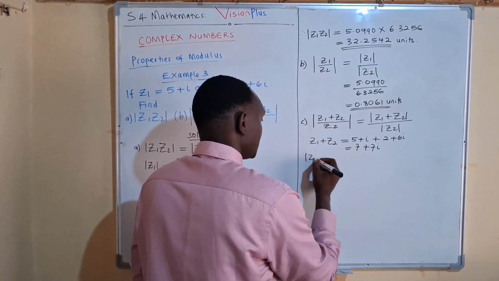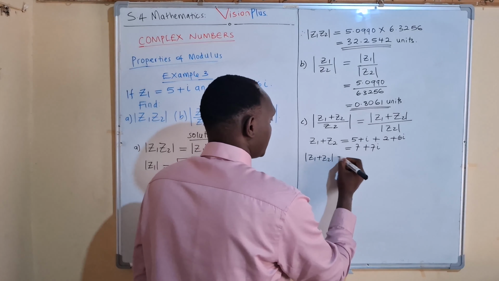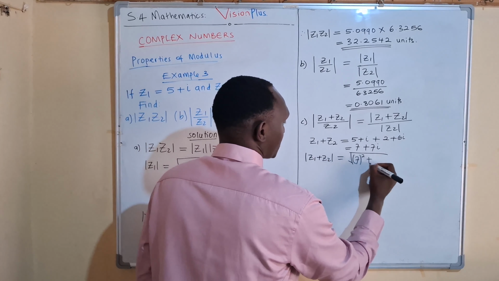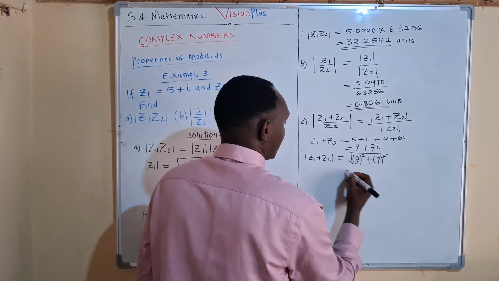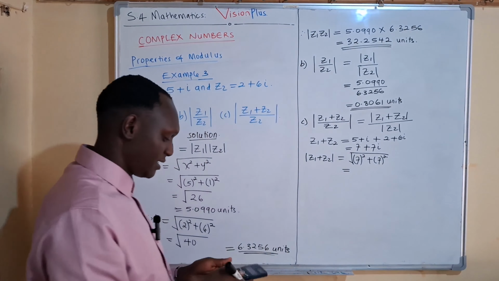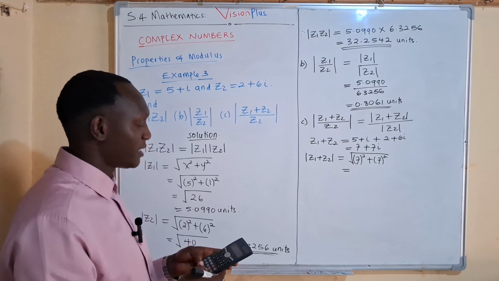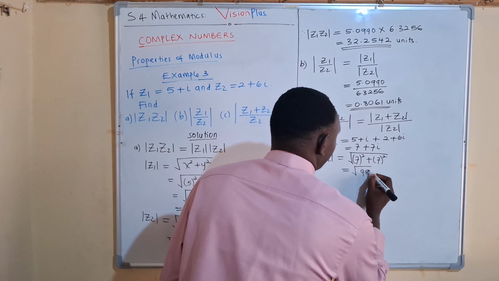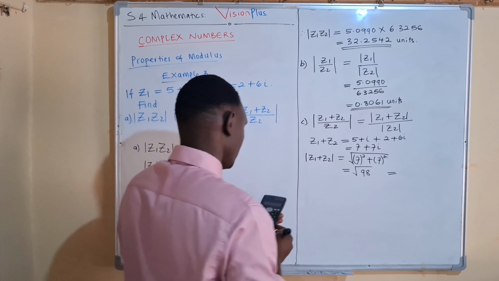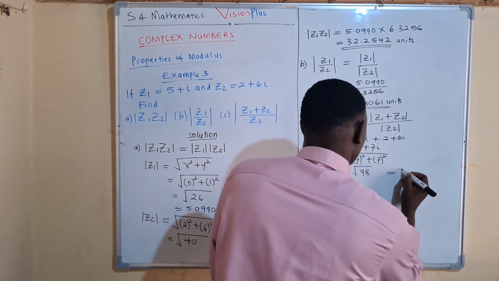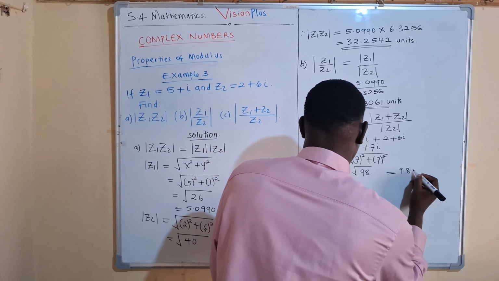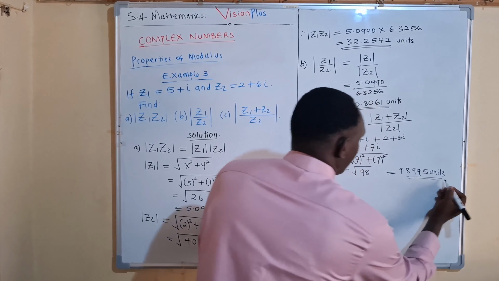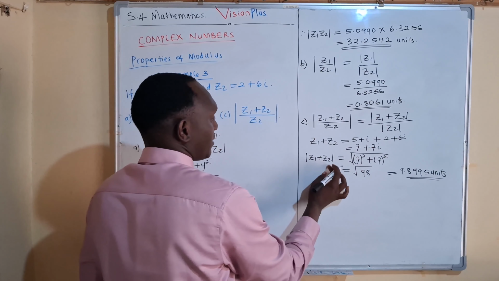Now let us get the magnitude of z1 plus z2. This gives us the square root of what is x? x is 7, but we are squaring it. Plus what is y? y is also 7, and we are squaring it. 7 squared is 49. 49 plus 49 is 98. So here we need to do the square root of 98, which is 9.8995 units. So this is the magnitude of z1 plus z2.